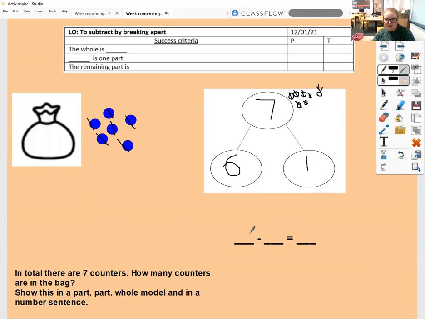And how do I write this in the number sentence? So I know I put my whole before my subtraction symbol. I know I can see 6 of the counters, so 6 is my first part, and I know my remaining part, therefore, is 1. So 7 subtract 6 equals 1.